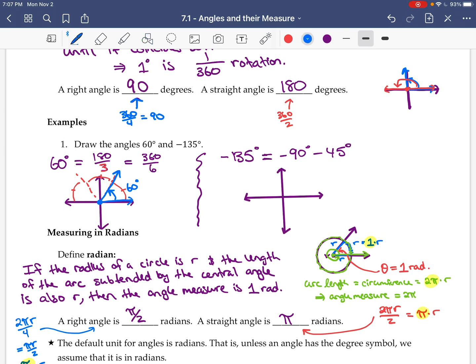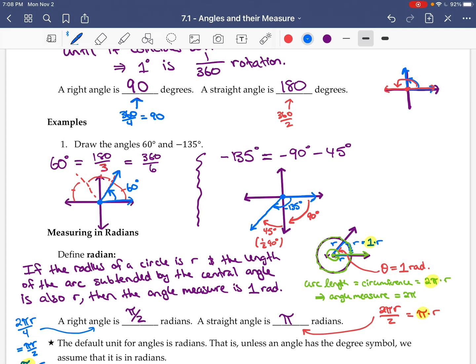Okay, so the initial side is the positive x-axis, and then we're going negative, so we're going clockwise. So this to the downward axis is 90 degrees, and then we need to go 45 degrees, which is half of 90. So I'm going to split this second quadrant in half, and that's going to be my terminal side. So this is 45 degrees, because it's half of 90. So maybe I'll just write it's 1/2 of 90 degrees, which is a quarter turn. So this angle here represents negative 135 degrees.